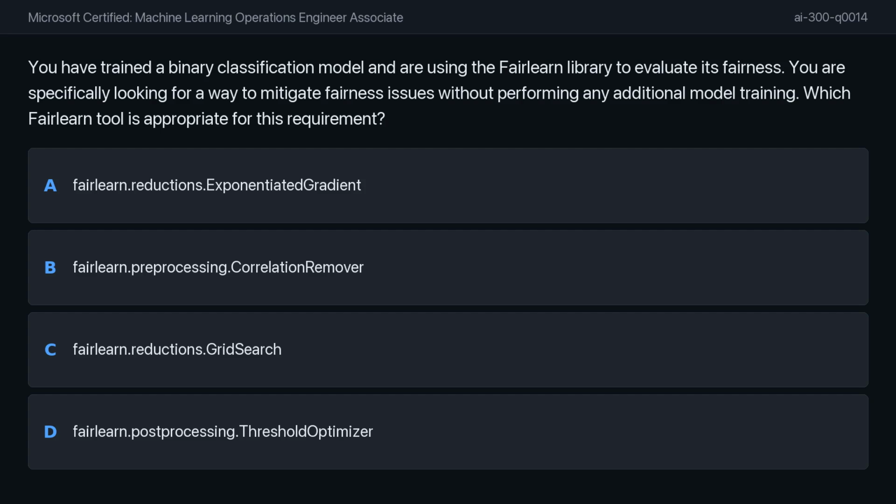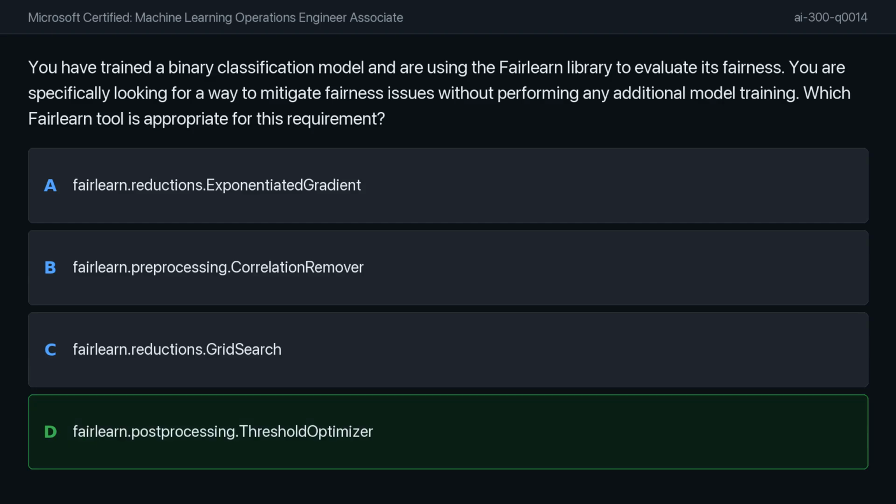Option D. The core concept here is fairness mitigation in machine learning. Fairness tools generally operate at different stages of the machine learning pipeline, such as before training starts, during the training process, or after the model has already been finalized. The goal is to determine which specific category of mitigation techniques allows for adjusting predictions while leaving the existing, already trained model intact.